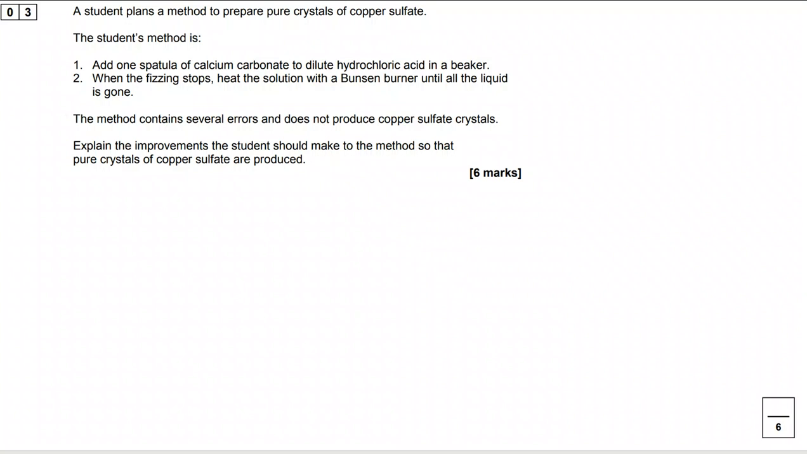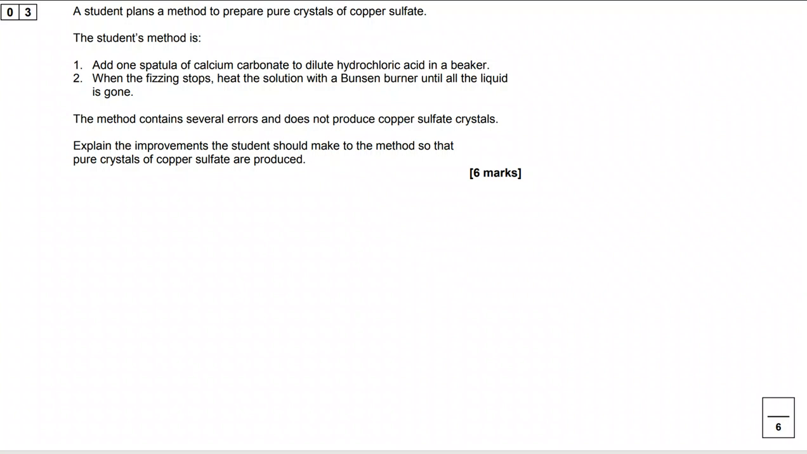This is AQA GCSE Chemistry. It is the trilogy paper, the higher trilogy paper from 2018. It's paper 1 and this is question 3. And the whole question is actually here for you to see and try for yourself before you review.